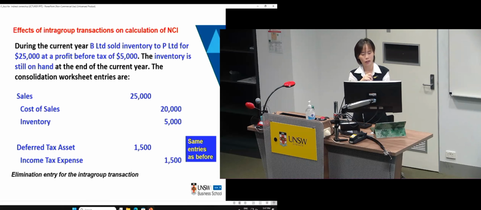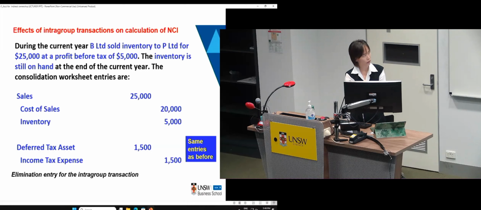Now, apply the four-step method we learned in the previous session. Step one, eliminate all the intergroup sales revenue in full, based on the information provided in the question: 25,000 debit sales. Step two, adjust the carrying amount of the inventory. The inventory carrying amount adjustment is based on the amount of unrealized profit contained in closing balance inventory. So how do you find out the unrealized profit? We know the total profit from the intergroup sale is 5,000. Because all the inventory is still on hand, all these 5,000 remains unrealized. So we simply use 5,000 multiplied by 100%, so the unrealized profit contained in closing inventory is 5,000.